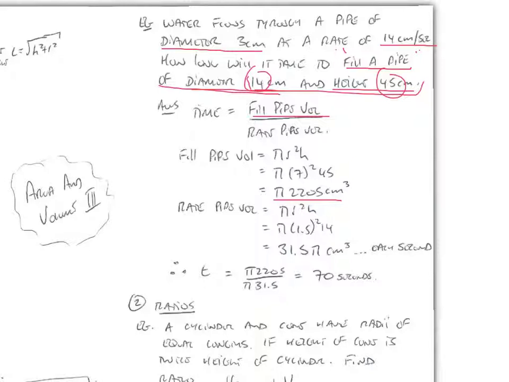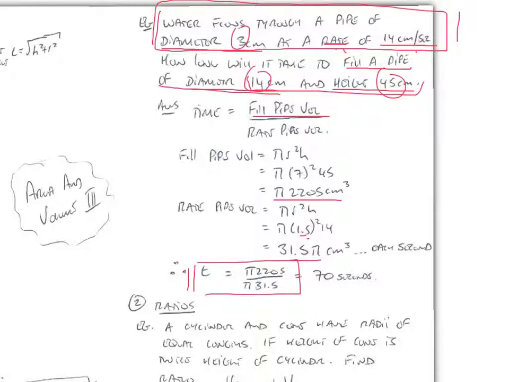And then we're looking to find the rate pipe volume. Well, that's pi r squared h again, but in this case it's the pipe for which we're given the rate. It's the dimensions associated with the rate pipe. So that's pi r squared h: half of 3, the diameter, gives us r, so 1.5 squared times 14, and that's 31.5 pi centimetres cubed each second. So therefore the time taken is our fill pipe volume divided by our rate pipe volume, and the time is 70 seconds.